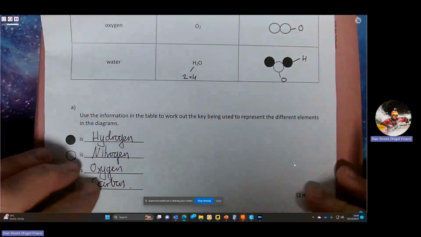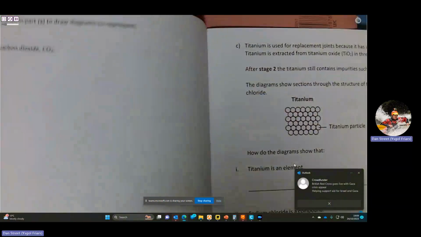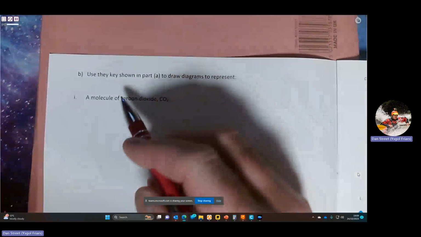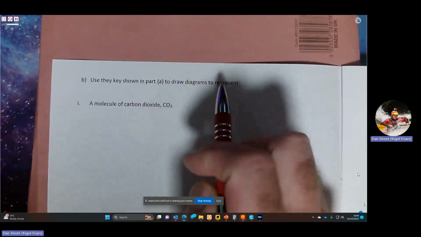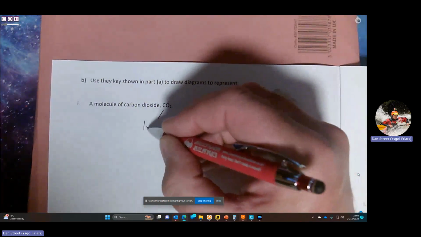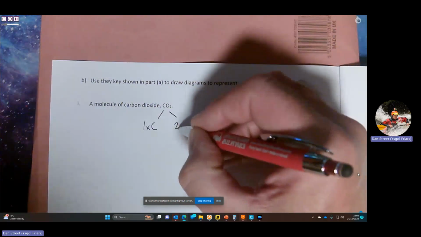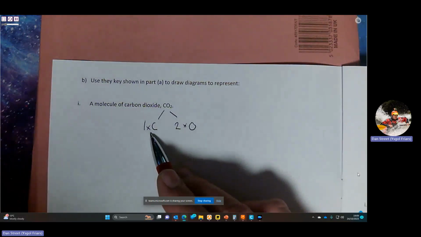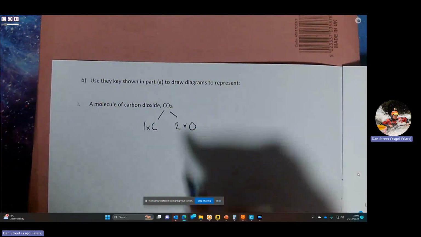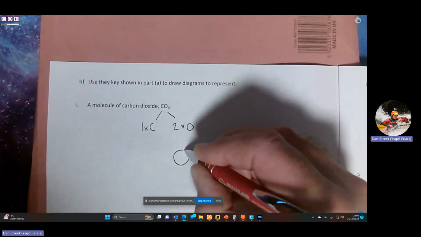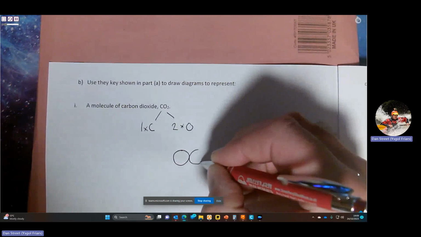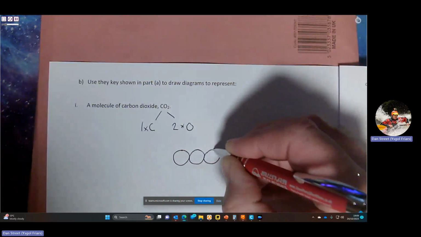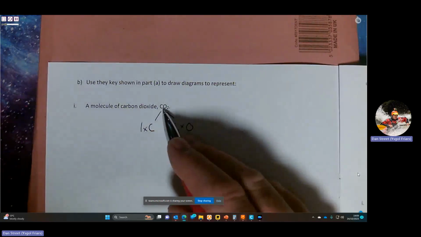Okay, now we need this information in order to answer the next part of question 1. So question 1 says, also part B rather, use the key shown in part A to draw a diagram to represent a molecule of carbon dioxide. So from the formula, we know there's going to be 1 carbon and there's going to be 2 oxygens. Now in the case where you've got the formula with 1 type of atom and then 2 of another, usually we would put a 1 in the middle. Now I know there's going to be 3 circles, so I'm going to draw 3 circles touching. Then I will check to see how I need to colour them to make it into carbon dioxide.